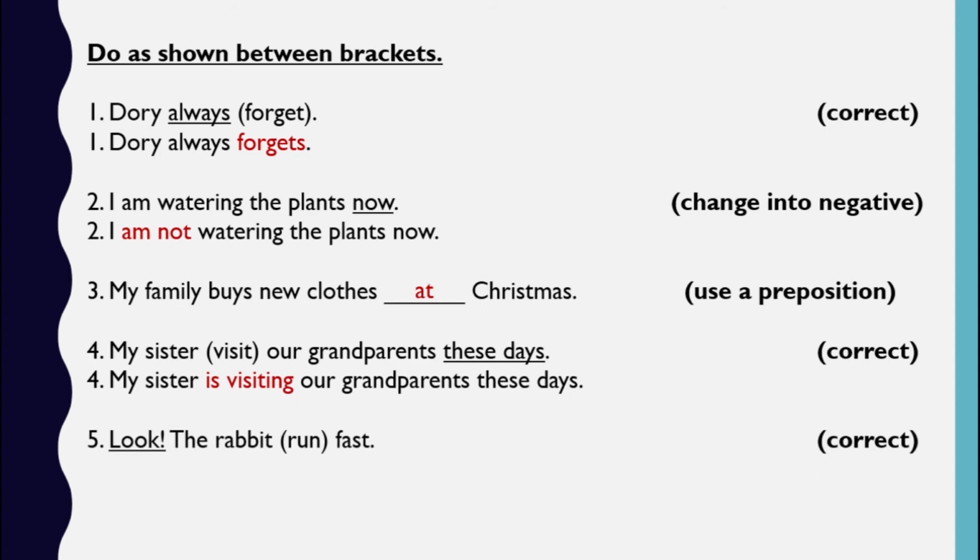Look, the rabbit run fast. Correct the verb between brackets. Again, look here is a keyword that belongs to the present continuous tense. So it's going to be the rabbit and then verb to be is. Remember the butterfly steps. Verb to be is, we're going to write the verb run. But run here is a CVC. So what do we do? We double the last letter. So it's going to be run with double N and then the ING. So the rabbit is running fast.